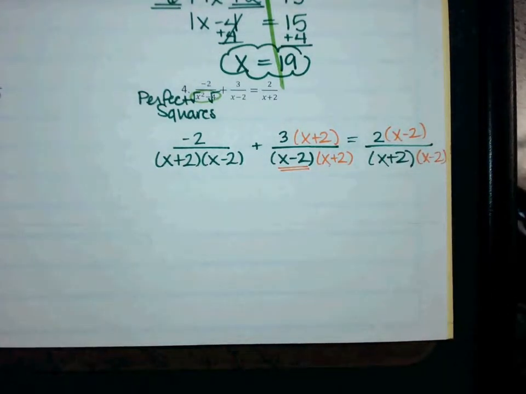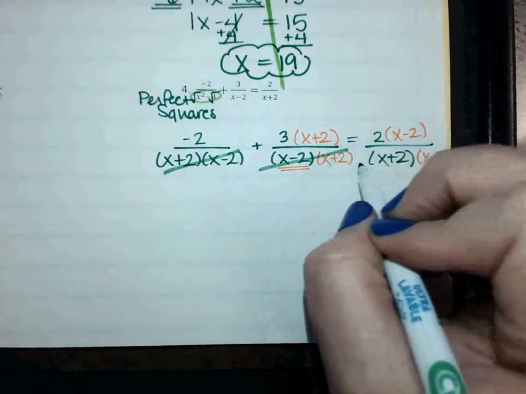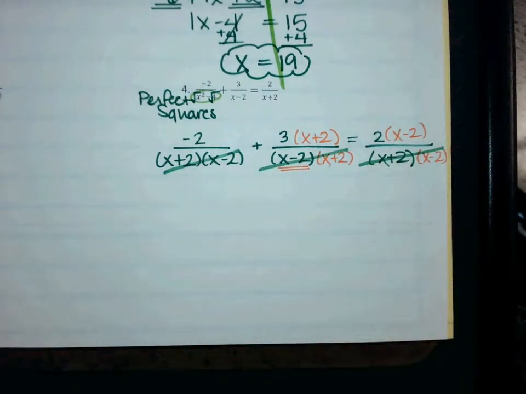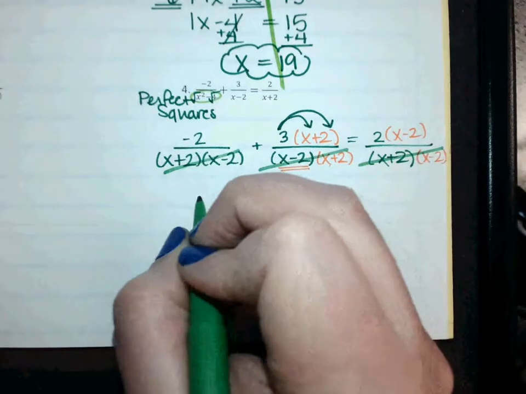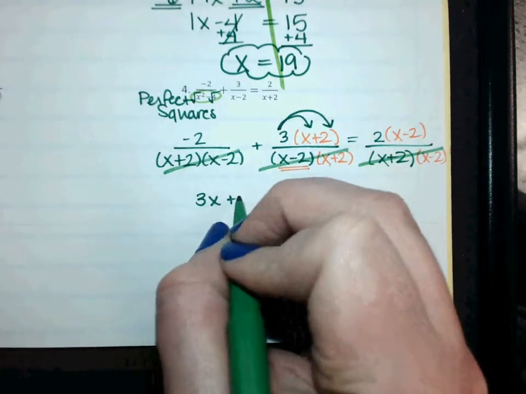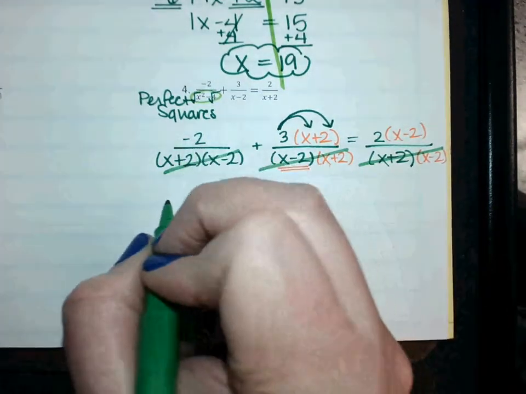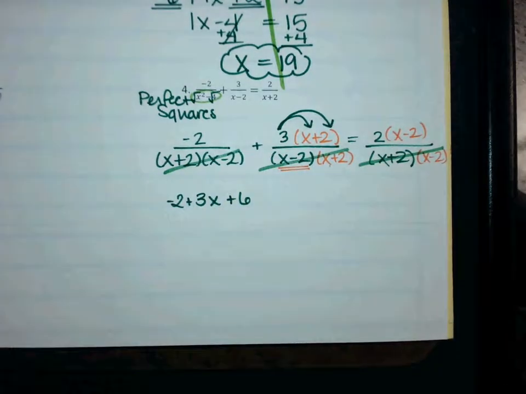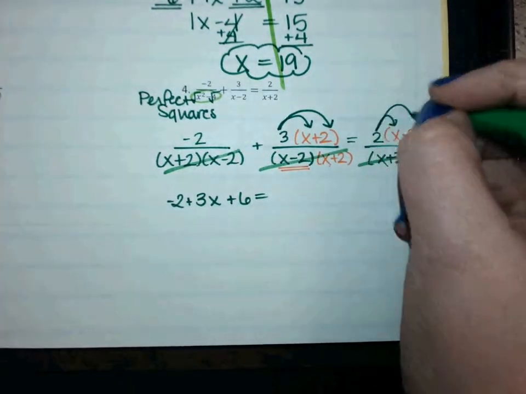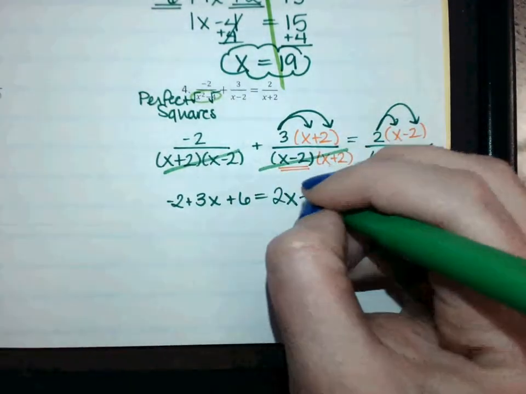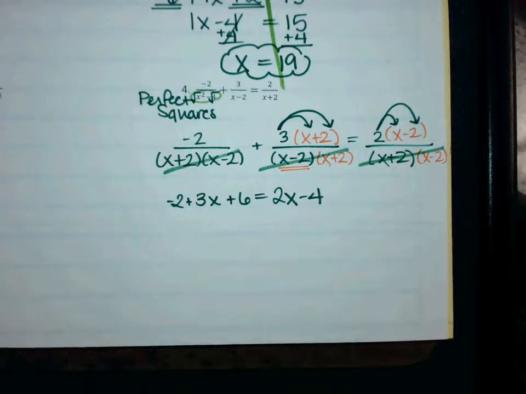Okay? And then from there, if all the bottoms match, you can cross them out. So they all have a plus 2 and a minus 2, so they can all cross out. And then you're just left with whatever was on the top. Okay, so that'd be a 3x and a plus 6. What was in front of that, though? You remember right here? That minus 2 as well. So negative 2 plus 3x plus 6 equals, other side, 2x minus 4. So far, so good? Drop your railroad tracks.